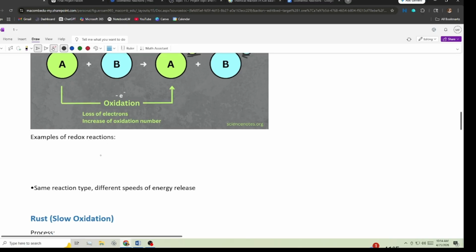An example of a redox reaction would be rust or thermite. Both of these are redox reactions. They happen at very different speeds. Rust is a naturally slow process, and thermite is very fast and very hot, while rust is not.